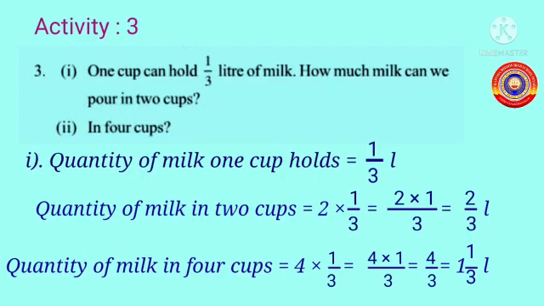4 by 3 is an improper fraction. We have to convert 4 by 3 into a mixed fraction. Then divide 4 by 3. On dividing, we got the answer as 1 and 1 by 3 liter. Is it clear for you, children?